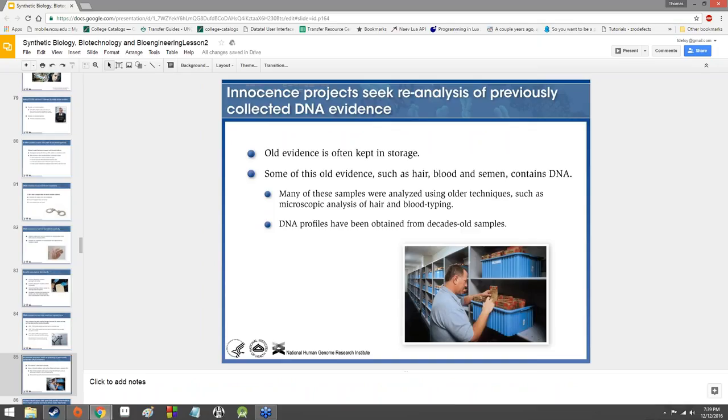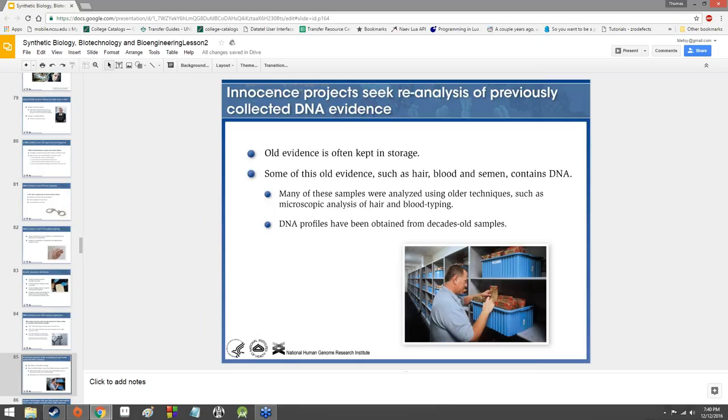There are innocence projects that exist, which are basically looking to eliminate as many wrongful convictions as they possibly can by using forensic DNA analysis. Because if it's at all possible to exonerate somebody who has been wrongly accused in the past, if the chance is there, it seems worth doing, doesn't it? So old evidence is often kept in storage.